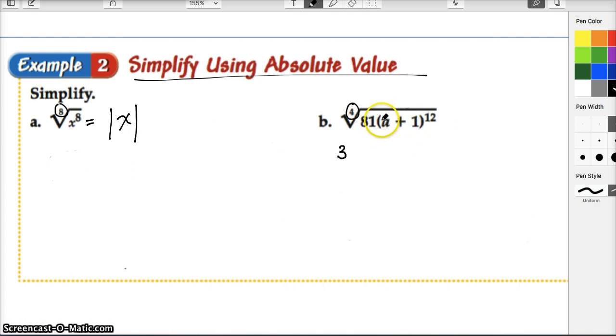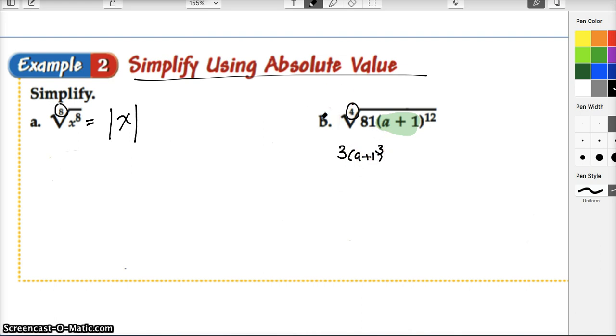Now the fourth root of (a plus 1) to the 12th power. Remember, I'm just looking at this as a blob. This is a thing. I'm not worried about it. I'm just looking at, is it something to the fourth power? The fourth root of that is going to be, take the 12 divided by 4. You're going to get 3. So you end up with (a plus 1) to the third power.